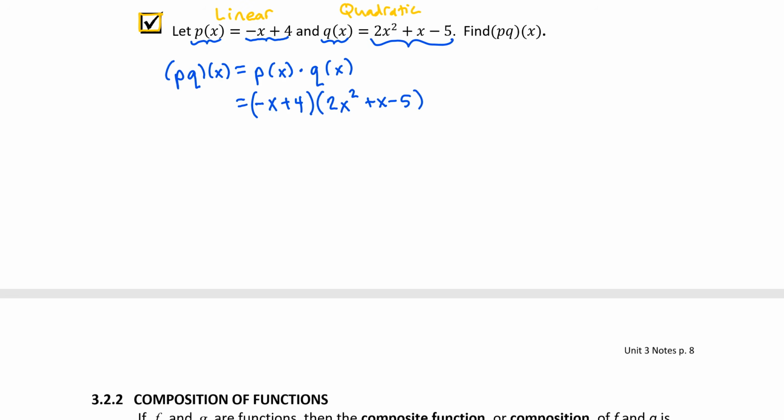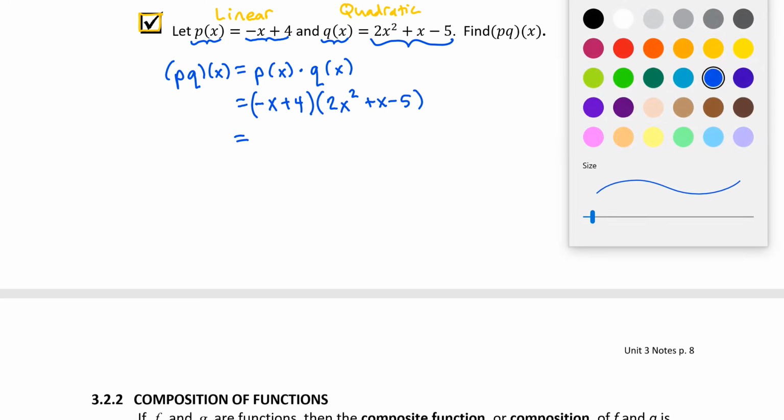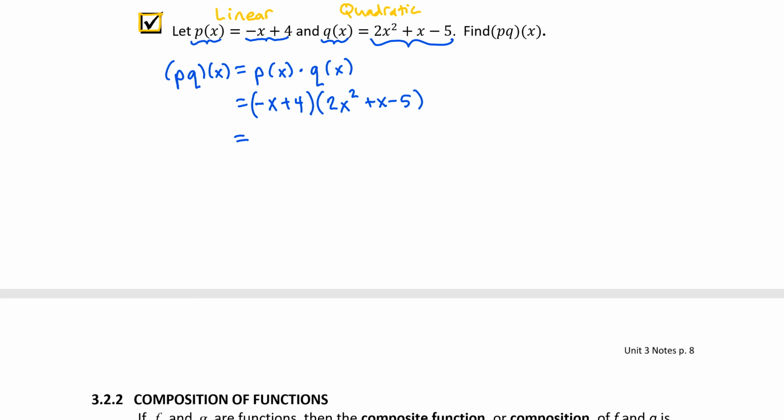Okay, now we just have to multiply. We have the case of a binomial times a trinomial. So to do this, we're going to first distribute this first term to every term in the trinomial. So negative x times 2x squared gives us negative 2x cubed. Negative x times x is negative x squared, and negative x times negative 5 is plus 5x. Once that one is distributed, then we will go ahead and distribute the second term into the trinomial. 4 times 2x squared is 8x squared. 4 times x is 4x, and 4 times negative 5 is negative 20.